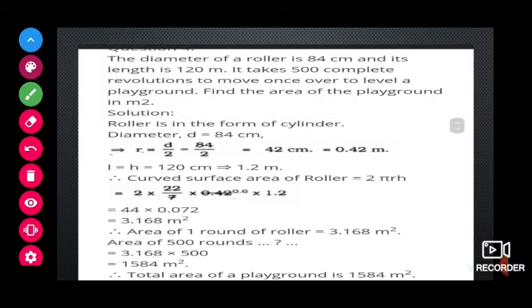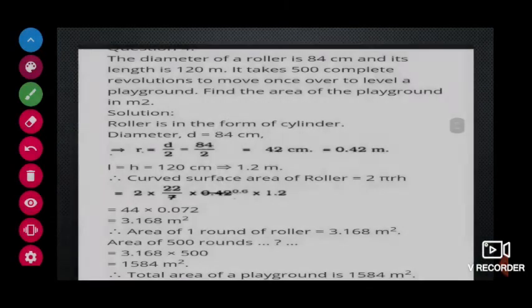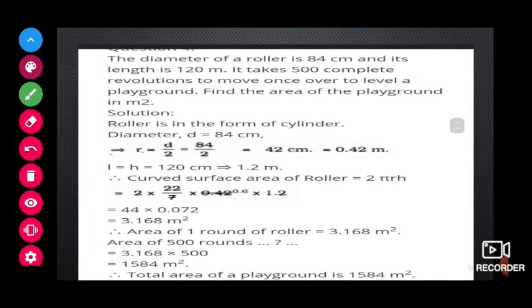Now, if we see here, for one round of roller, they have given that the diameter of the roller is 84 centimeter. So we have to find the radius, which as we know already is diameter by 2, 84 by 2, 42 centimeter. So in meters, if we convert, 0.42 meter. Now they have given that its length is 120 meters. So length is equal to height is equal to 120 centimeter, that is 1.2 meter. Now the curved surface area of the roller will be 2 pi r h.